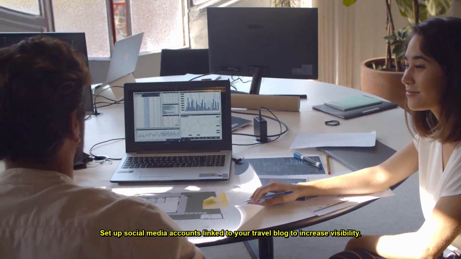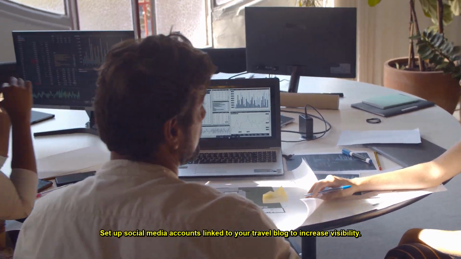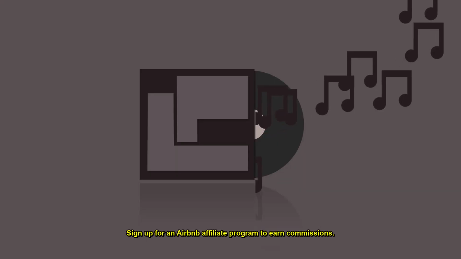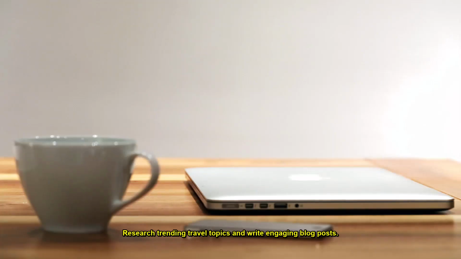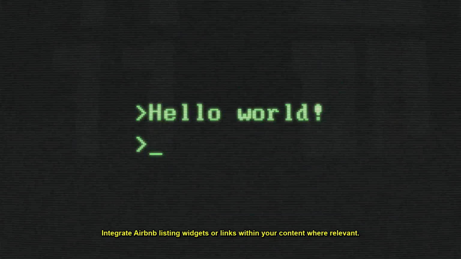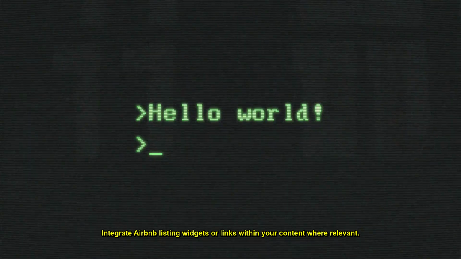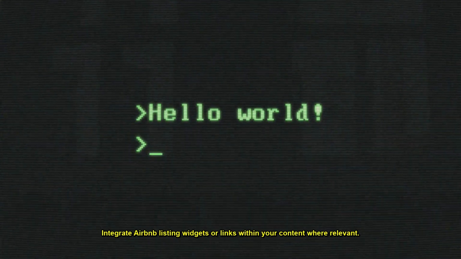Set up social media accounts linked to your travel blog to increase visibility. Sign up for an Airbnb affiliate program to earn commissions. Research trending travel topics and write engaging blog posts. Integrate Airbnb listing widgets or links within your content where relevant.